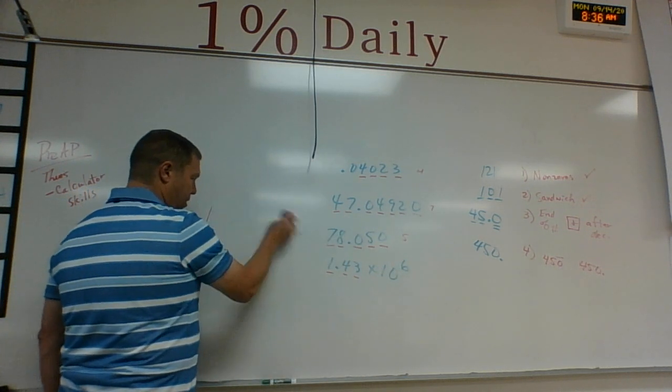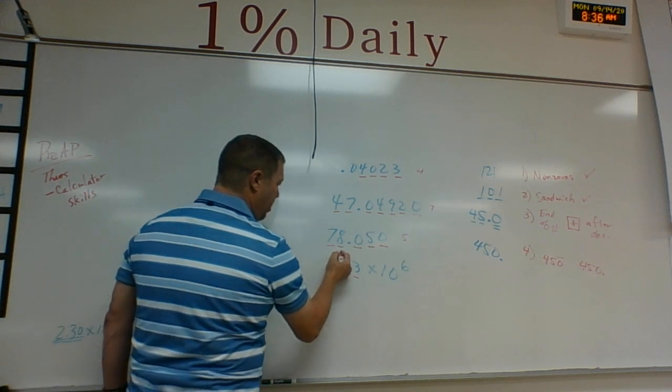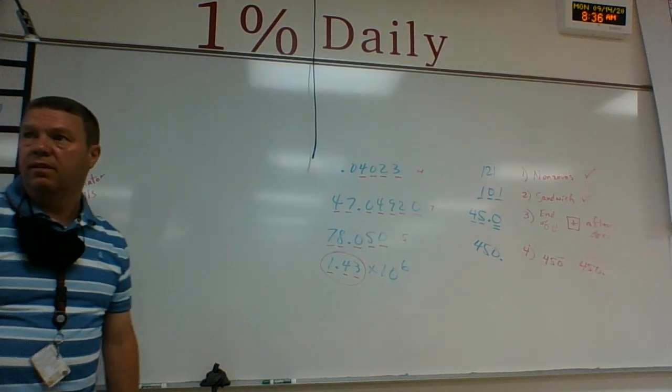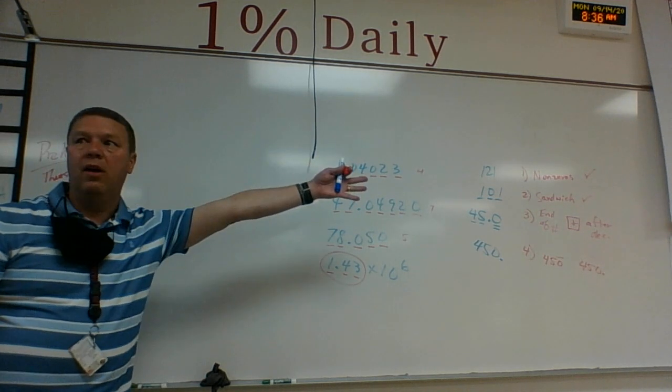So to make your life easier, how many numbers are right there? That's the answer. Because when you go out, you're going to have a bunch of placeholders.